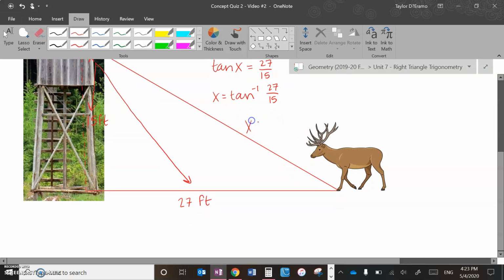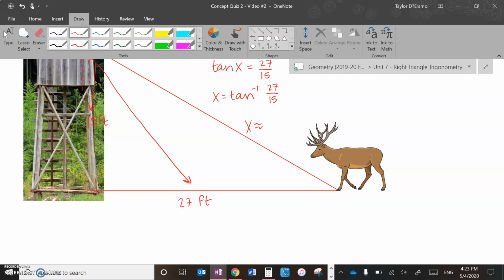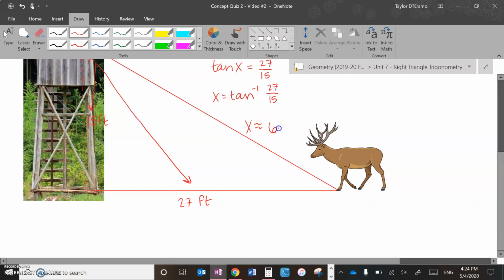Okay, and now we're just going to solve for that, and I'm going to use my calculator, but I have to use the real life one because I don't know how to use the computer one. So I'm just going to plug in second tan to get tan^-1 times 27 divided by 15 gives me approximately 60.9 degrees.